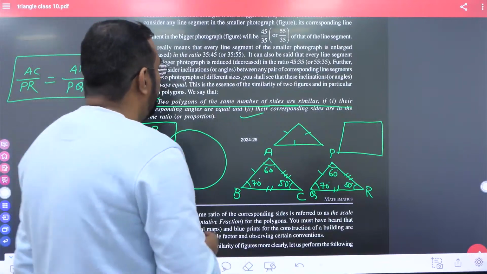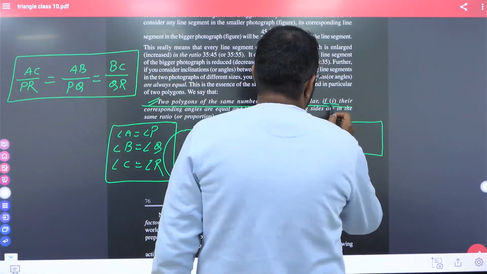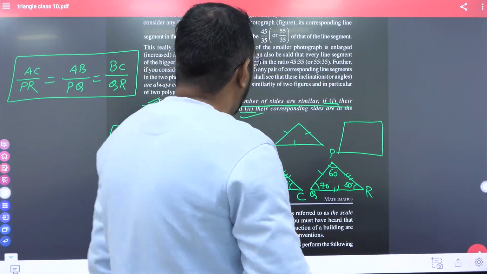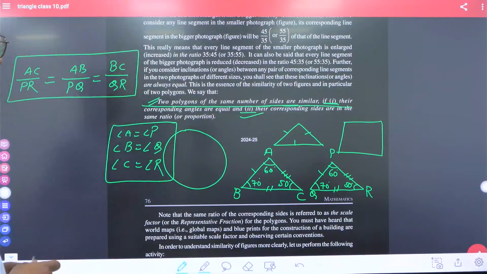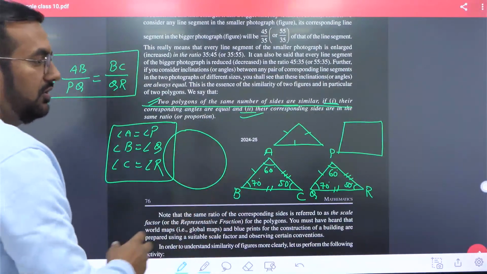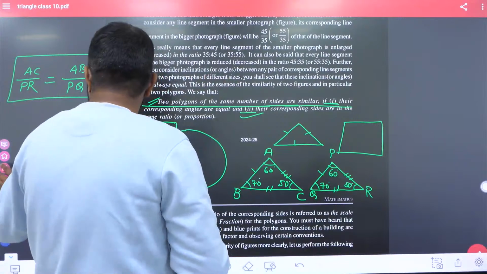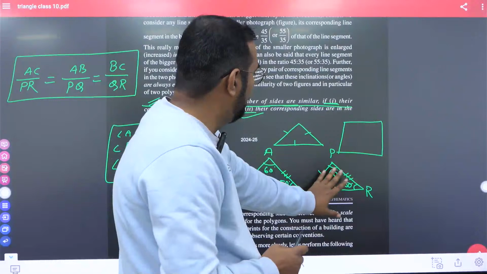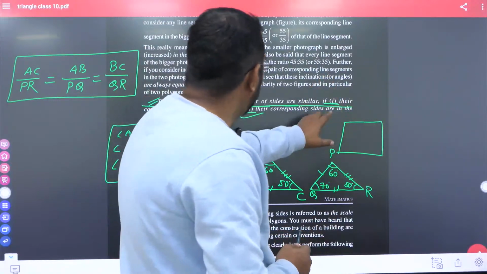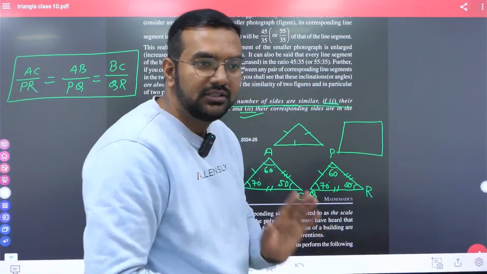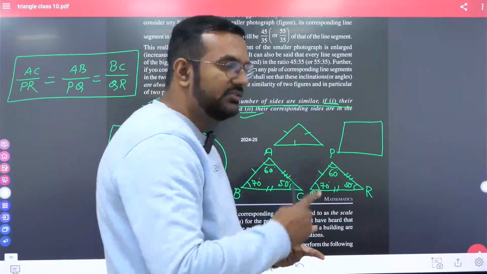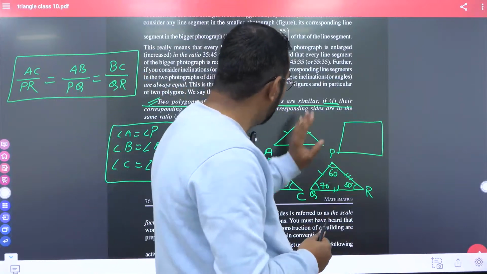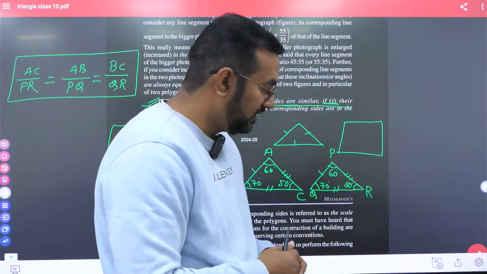So remember it. Try to remember these two things: their corresponding angles are equal, and their corresponding sides are in the same ratio, or you can say their corresponding sides are proportional. If any two polygons follow these two things, they are similar, whether they are triangles, quadrilaterals or pentagons, no matter. If these two things are there, those two polygons will be similar.